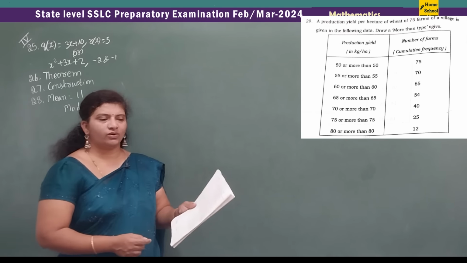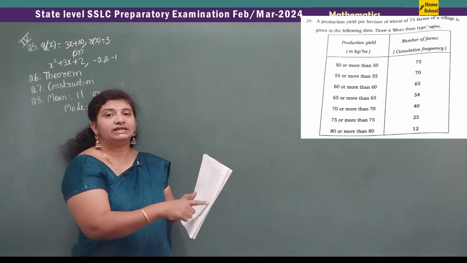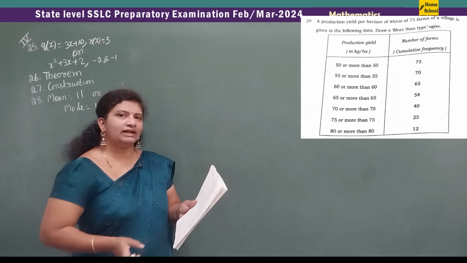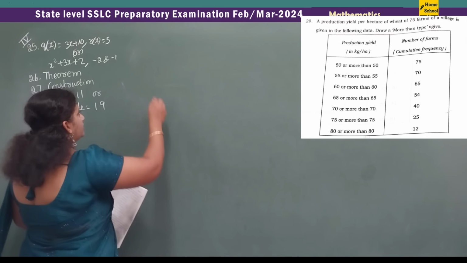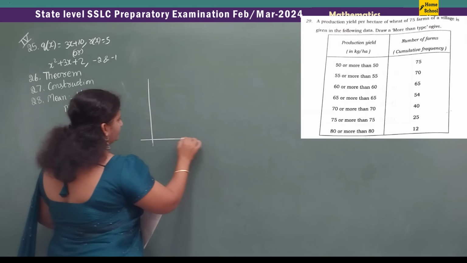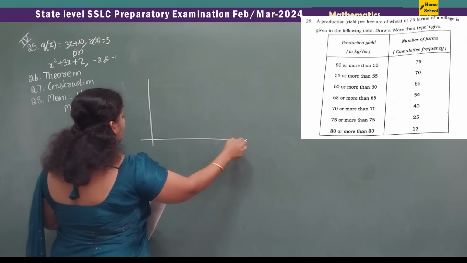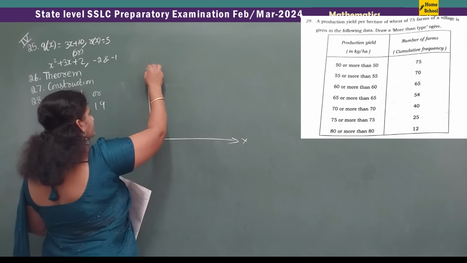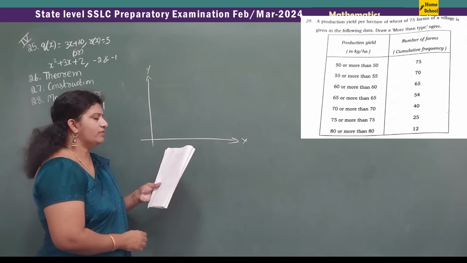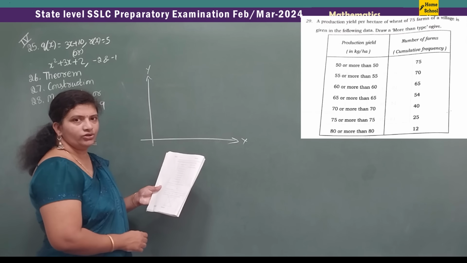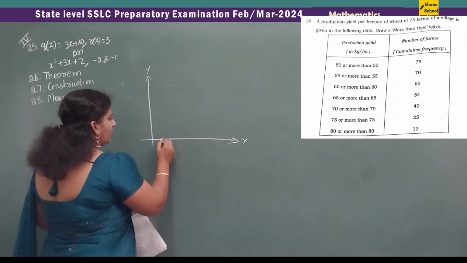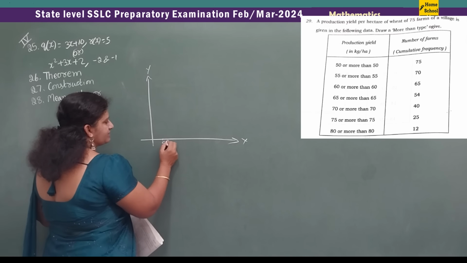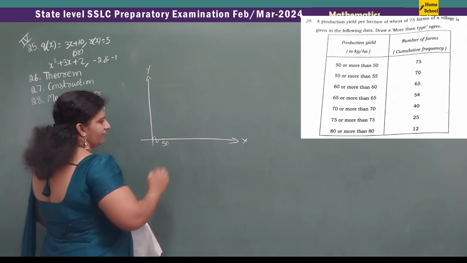Observe the cumulative frequency, it is decreasing. So directly you can draw your more than type ogive. Take a graph sheet. This is your x-axis and here is your y-axis. Now observe the scale. What are you going to take? 50, more than 50, that means up to 50 on the x-axis, compress your graph.